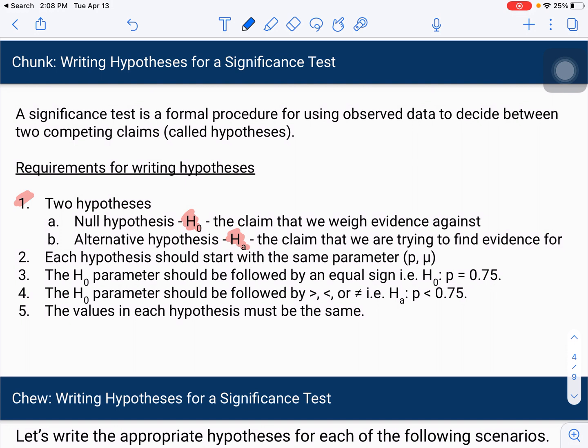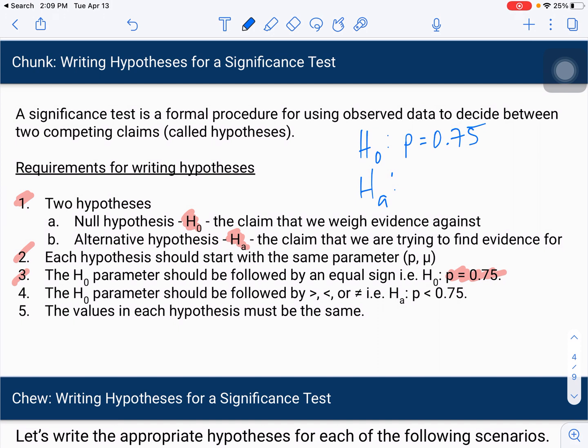The third requirement is that the null parameter should be followed by an equal sign, i.e. P equals 0.75. Again, usually what you're doing is writing your hypotheses in pairs. So we have a null and an alternative. Usually we put a little colon after it. In your null hypothesis, you start with your parameter. So again, P; I could have also put a mu there if I were trying to test a mean. Let's just assume I'm testing a proportion. This parameter always needs to have an equal sign and then some number that you're trying to weigh evidence against.